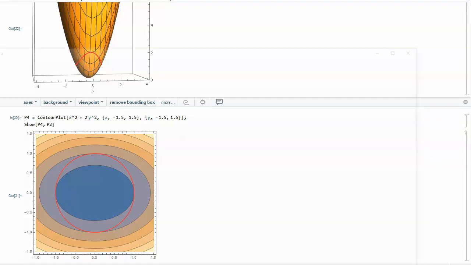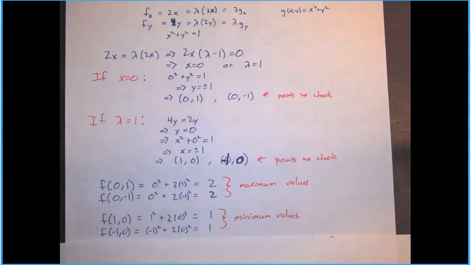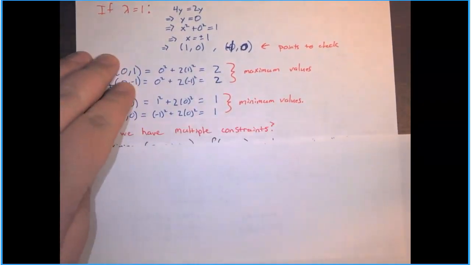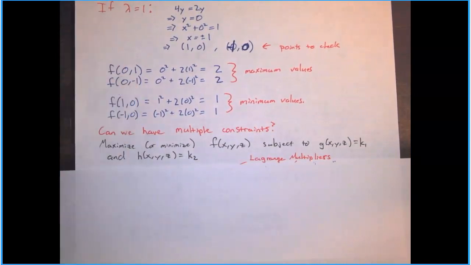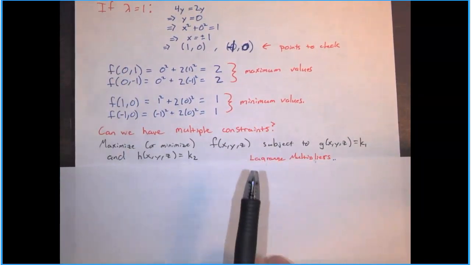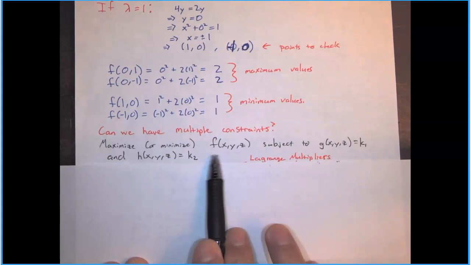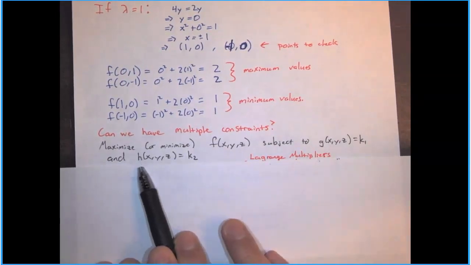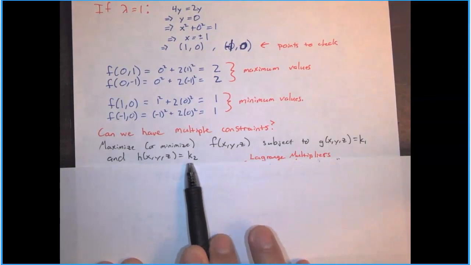Okay, going back to the notes, the two examples that we've done, one with a function of 2 variables, one a function of 3 variables, we've only had a single constraint. So is it possible to have multiple constraints? Sure, you can have multiple constraints. So what happens if we have two constraints? Let's say I want to maximize or minimize some function subject to one constraint, g equal to k1, and a second constraint, h equal to k2.